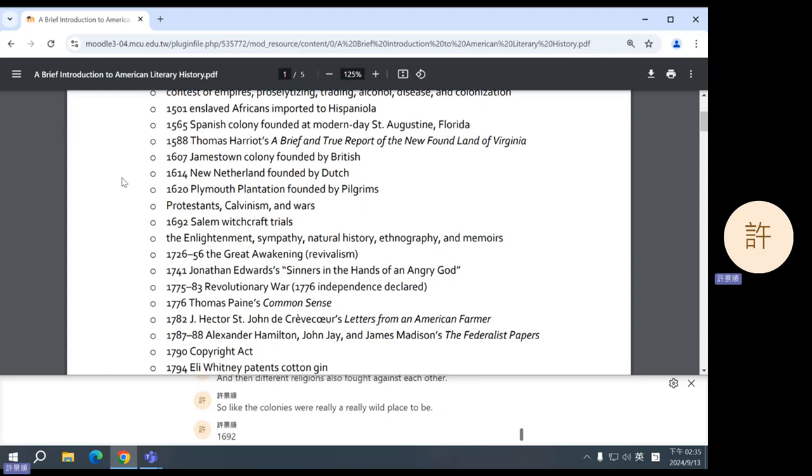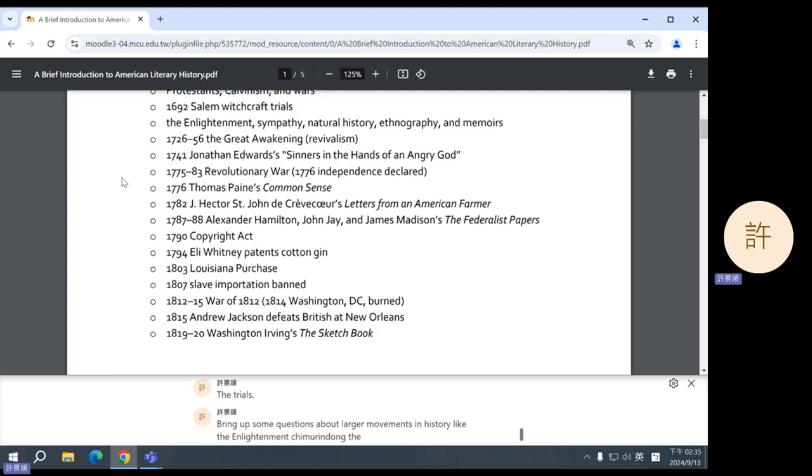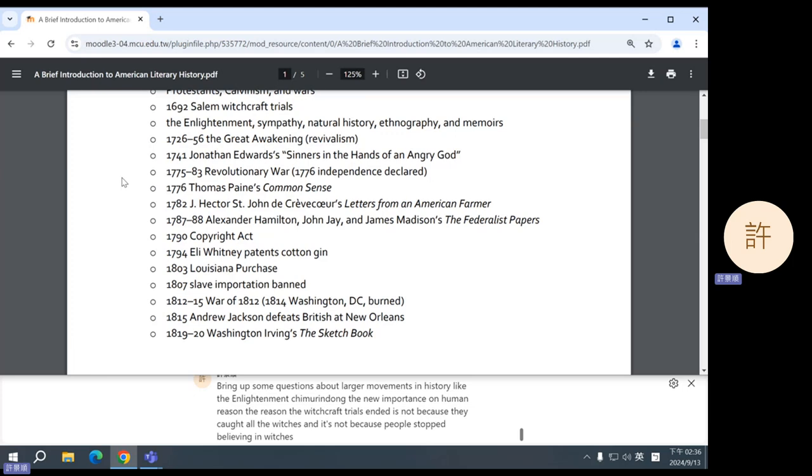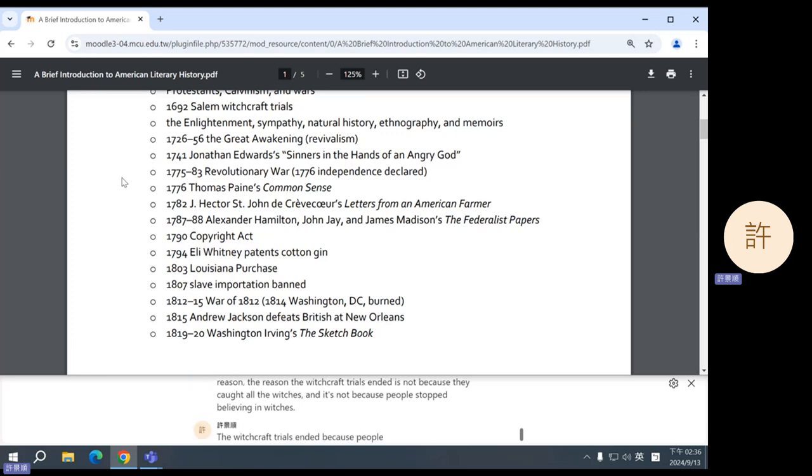1692, the Salem witchcraft trials. We talked about that. The trials bring up some questions about larger movements in history, like the Enlightenment, the new importance on human reason. The reason the witchcraft trials ended is not because they caught all the witches, and it's not because people stopped believing in witches. The witchcraft trials ended because people started having new ideas about proof. What counts as proof that someone is a witch? And these new ideas are mostly thanks to the Enlightenment.